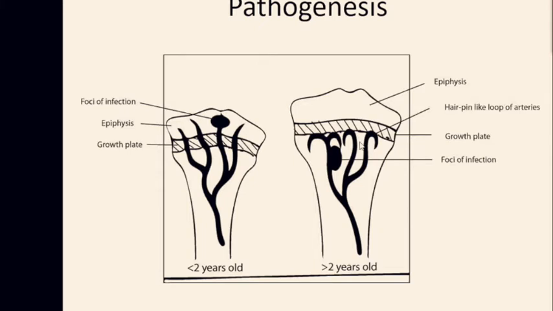But the physis prevents them from going to the epiphysis, which is not so in children less than 2 years. So if a small child, an infant, less than 2 years, maybe a neonate, gets osteomyelitis, it is very difficult to distinguish whether it is osteomyelitis or septic arthritis, because once it traverses this physis and goes to the epiphysis, then the joint is involved. So in infants, it's quite difficult to distinguish between osteomyelitis and septic arthritis.